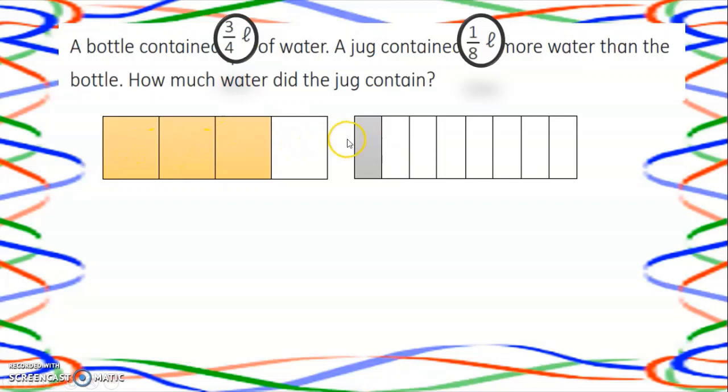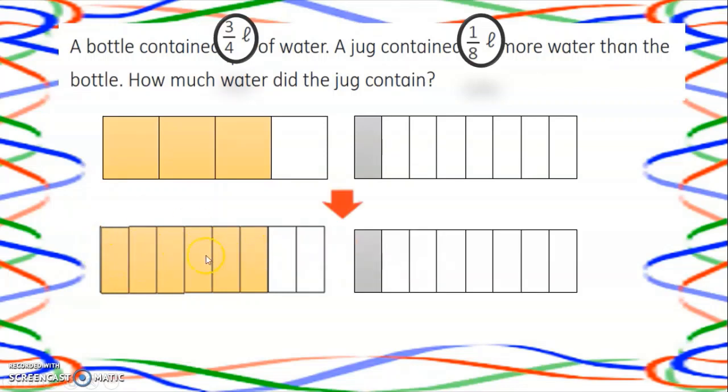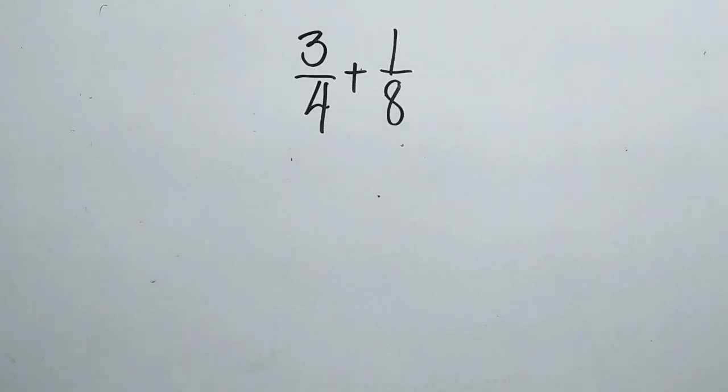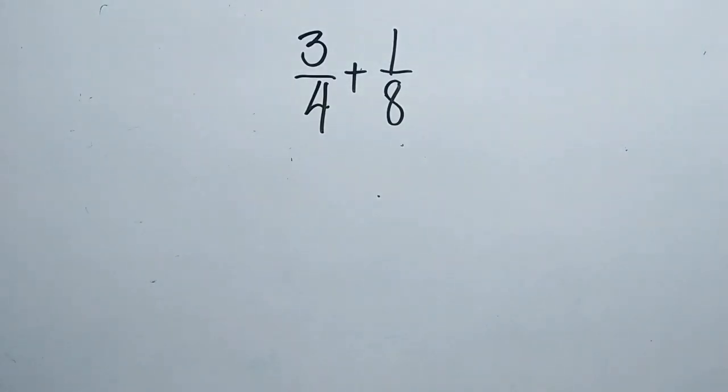But here, we have different parts. This is 4 parts and this is 8 parts. We're going to make this 4 parts into 8. So we're going to make 6 shaded out of 8 so that they have the same number of parts. So let's combine. We're going to add 3/4 plus 1 over 8. As you can see, the denominators are not the same. So before we add, we need to make the denominators the same.